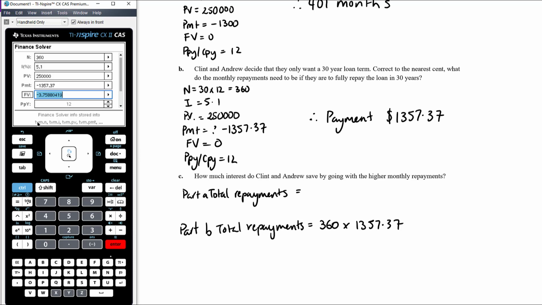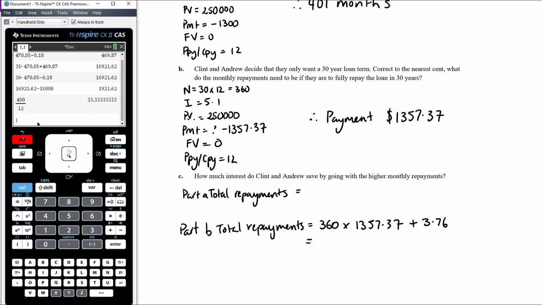Okay, so I've underpaid by $3.76. So we're going to need to add the last payment. We'll add that $3.76 on. Okay, so the total payments here. Let's just do the calculation. 360 plus 1357.37 plus the extra $3.76, which we would add on to that last payment. So we would actually make 359 payments of 1357.37, and the final payment would be 1357.37 plus $3.76. But we can calculate it this way instead.